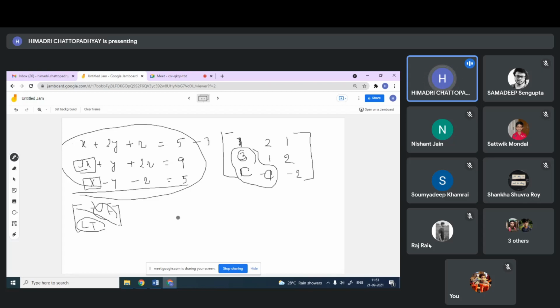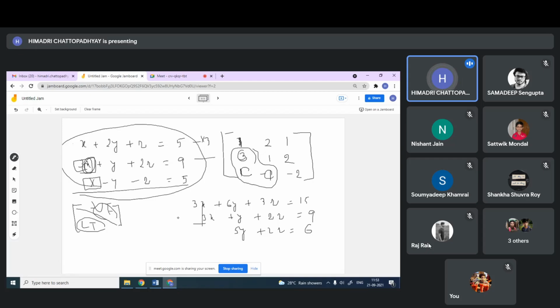What you can do, you multiply this by 3. So 3x plus 6y plus 3z equal to 15. And now you take this line, multiply this by 3: 3x plus y plus 2z equal to 9. So now if you subtract, you can eliminate x. This becomes 5y and plus 2z is equal to 6.